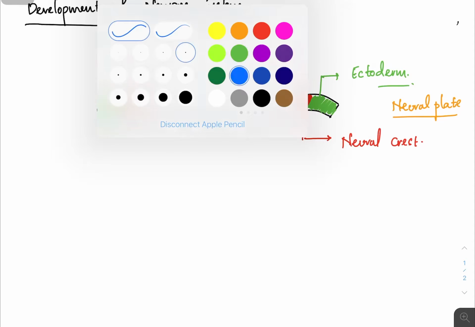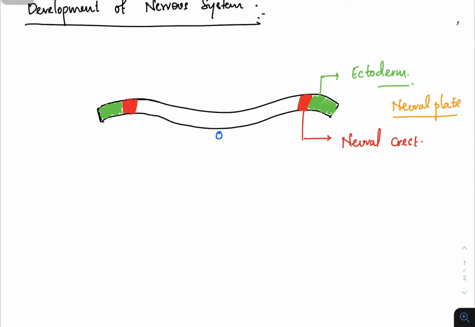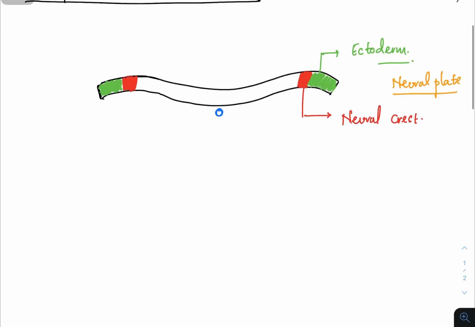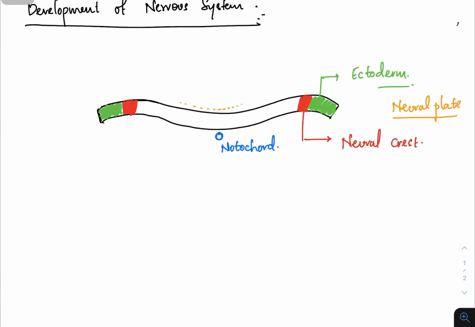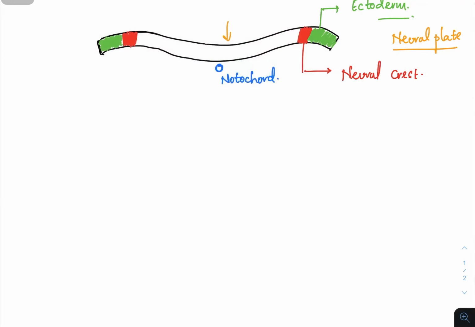Now exactly below the neural plate, you have this round opening. This is called the notochord. In the later stages of development, you see a small depression over here. In the later stage, this depression increases in depth. Now when it further increases, how does the picture look? This is how the picture looks.